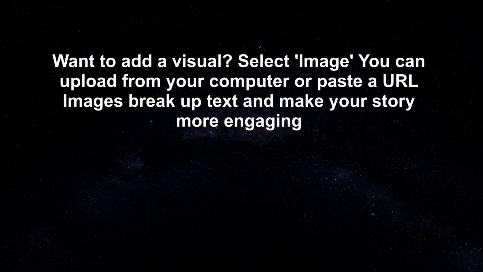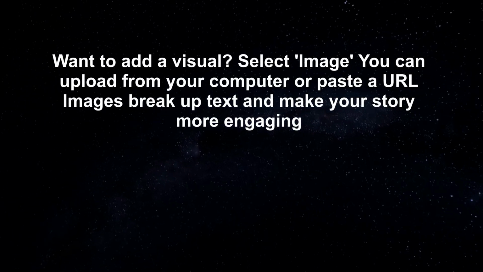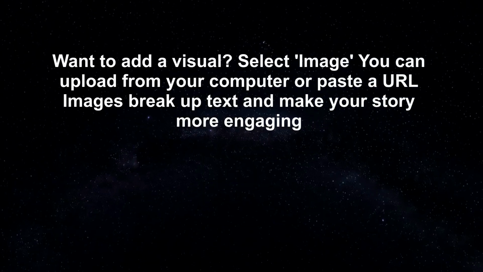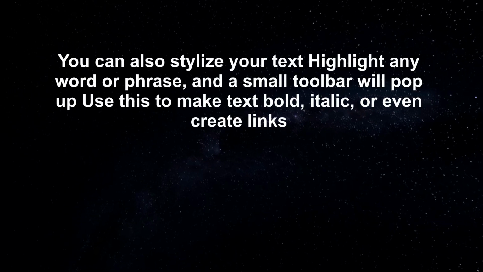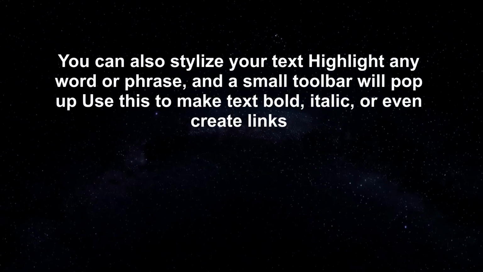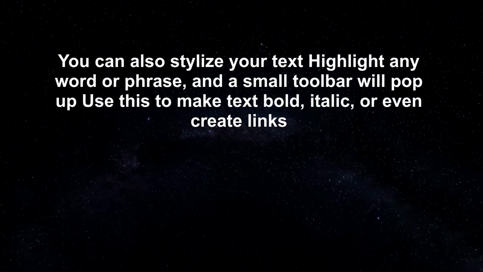Want to add a visual? Select Image. You can upload from your computer or paste a URL. Images break up text and make your story more engaging. You can also stylize your text. Highlight any word or phrase, and a small toolbar will pop up. Use this to make text bold, italic, or even create links.